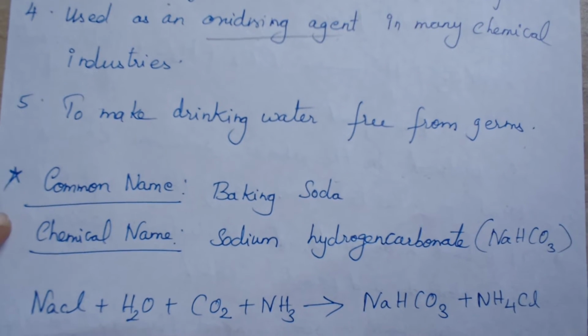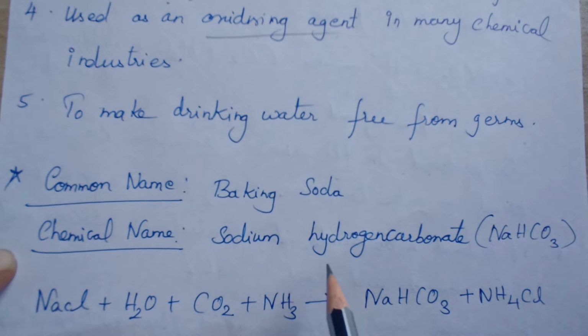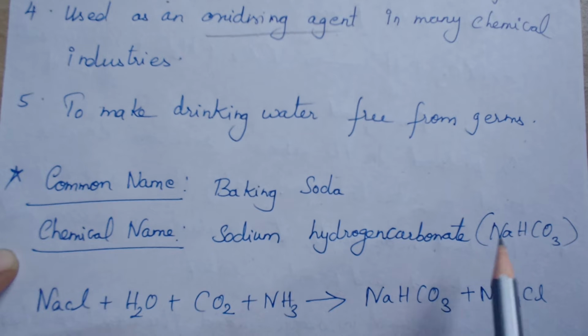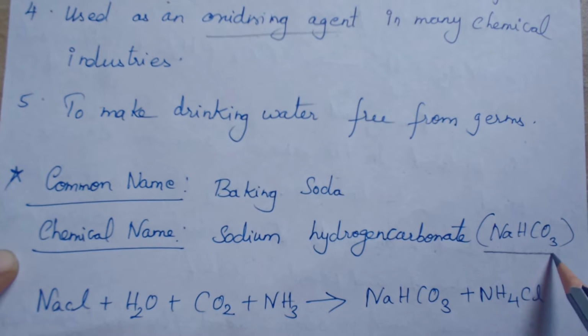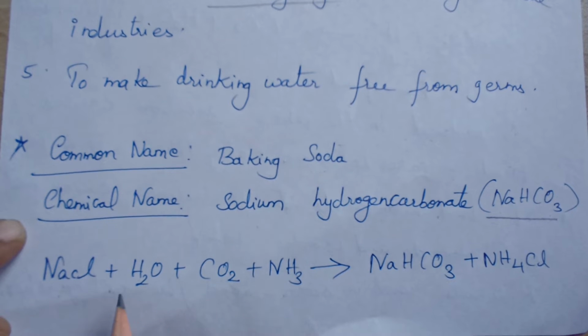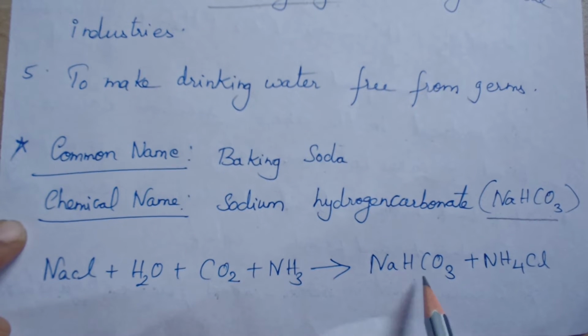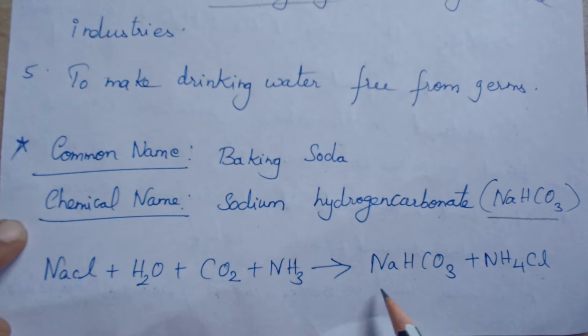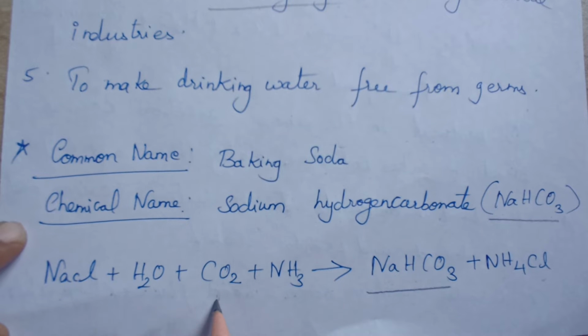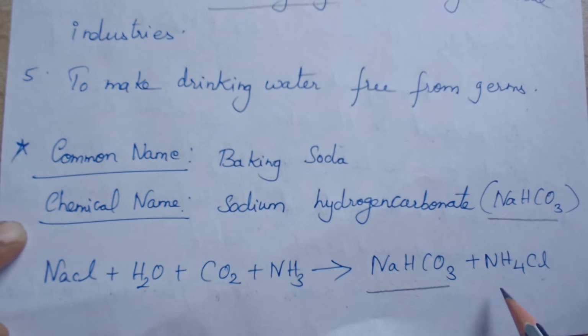Baking soda is familiar to you, as it is used in your home, right? The common name is baking soda, and the chemical name is sodium hydrogen carbonate, NaHCO3. How is it formed? When NaCl reacts with ammonia in the presence of water and carbon dioxide: NaCl plus H2O plus CO2 plus NH3 gives sodium hydrogen carbonate plus ammonium chloride. This sodium hydrogen carbonate is baking soda.